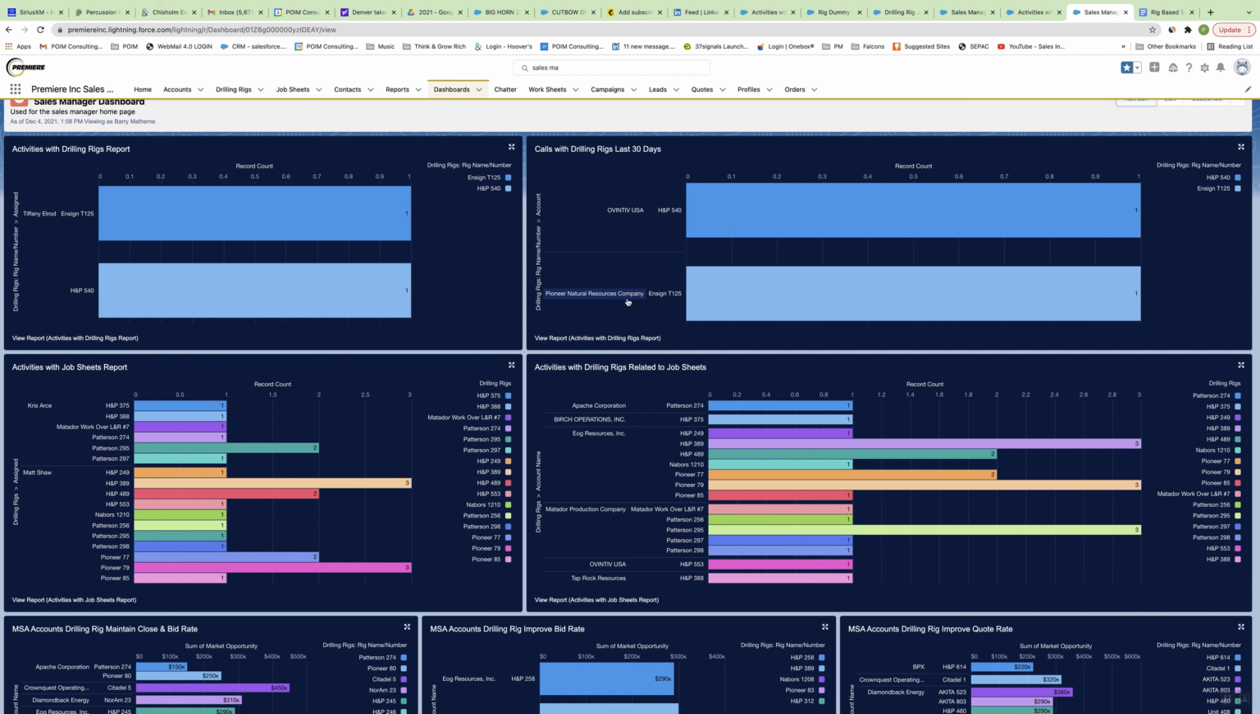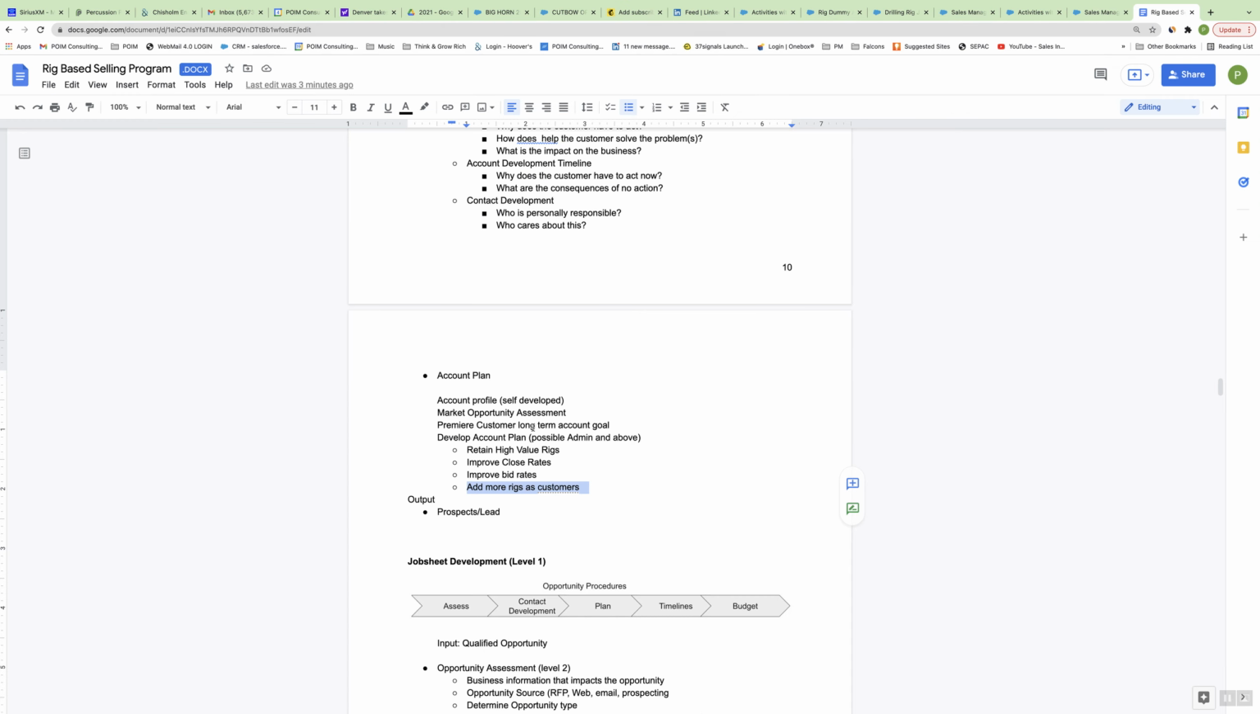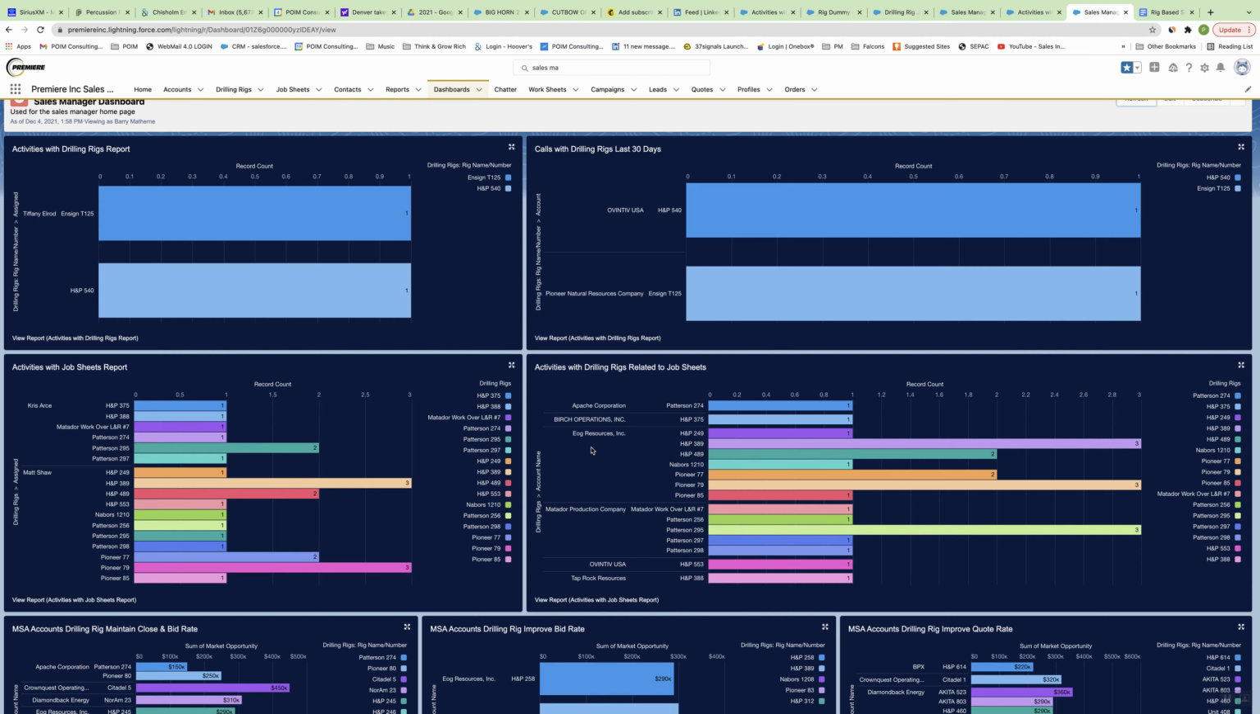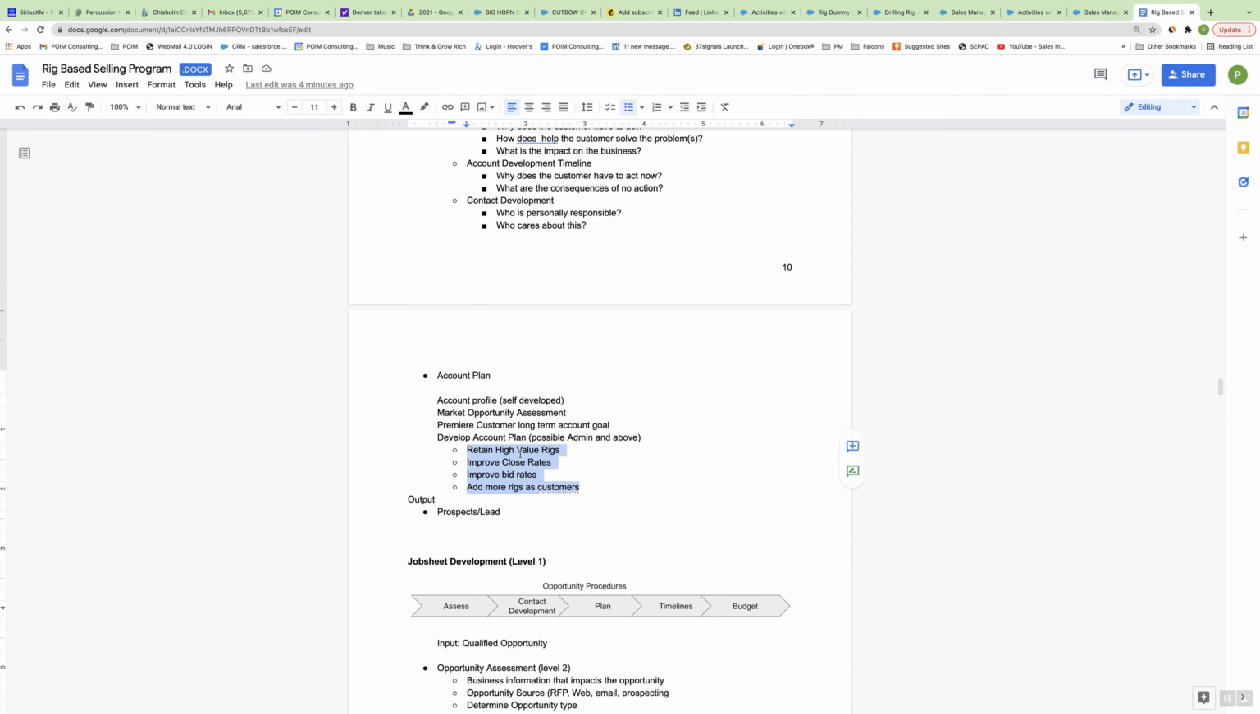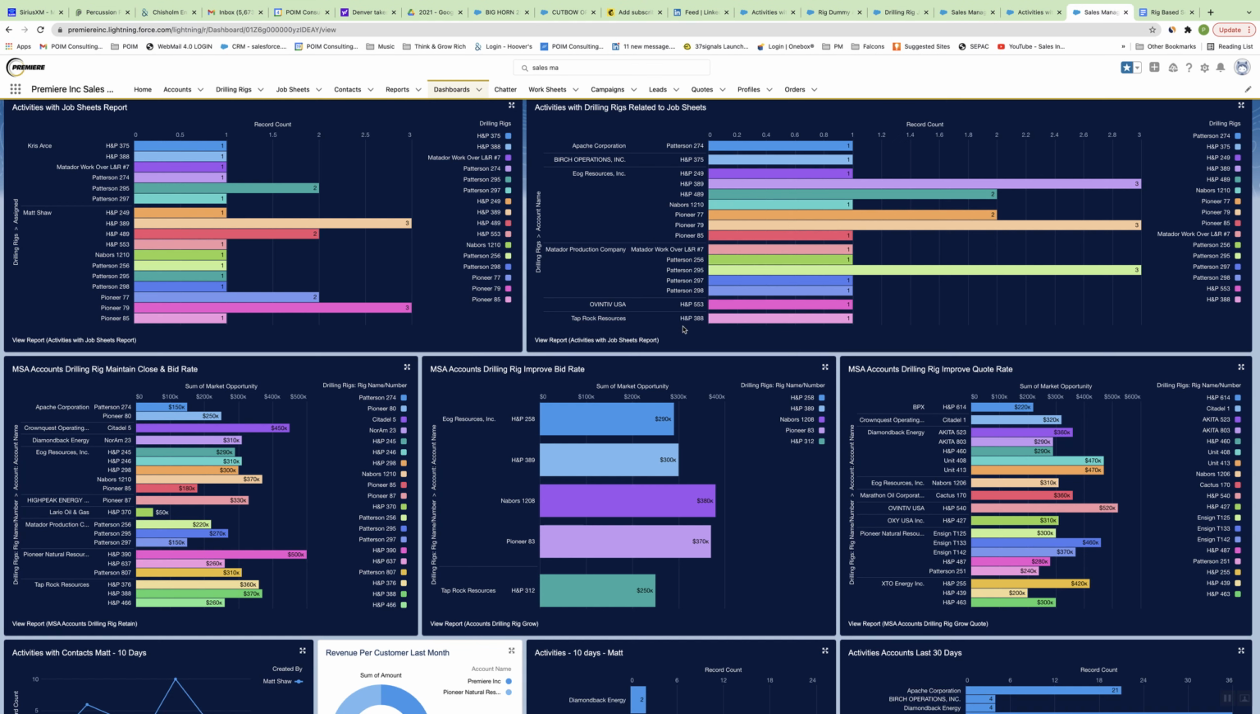So I now have some good activity reporting. We look back at our objectives in the account development plan: retain high value rigs, improve close rates, improve bid rates, and add new customers. I then come back to my dashboard, and down in the third segment, as we've talked about a little bit, I have 3 reports. The first report is our high value accounts, where we have a high bid rate and a high close rate. What we want to do is make sure we're maintaining those particular accounts.